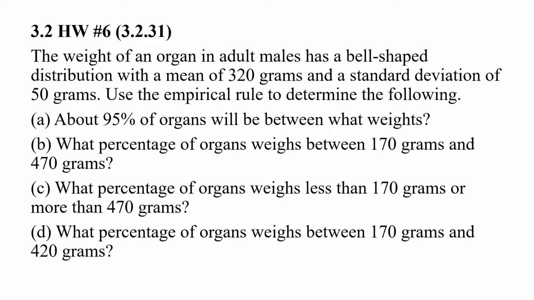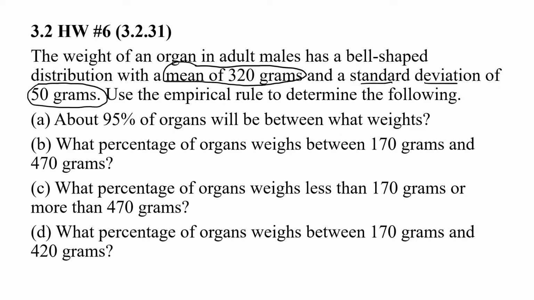We're told that the weight of an organ in adult males has a bell-shaped distribution. We're given a mean and standard deviation, and we want to use the empirical rule to determine the following. So we need to make note of the mean and the standard deviation. And the first question is pretty straightforward.